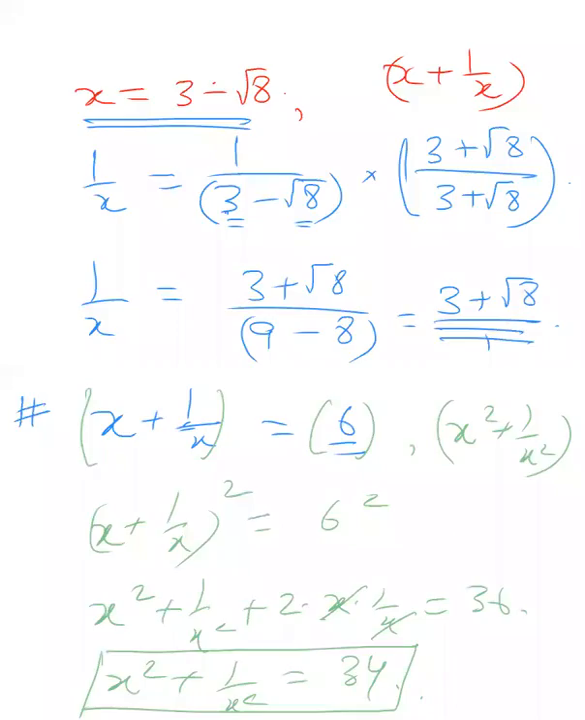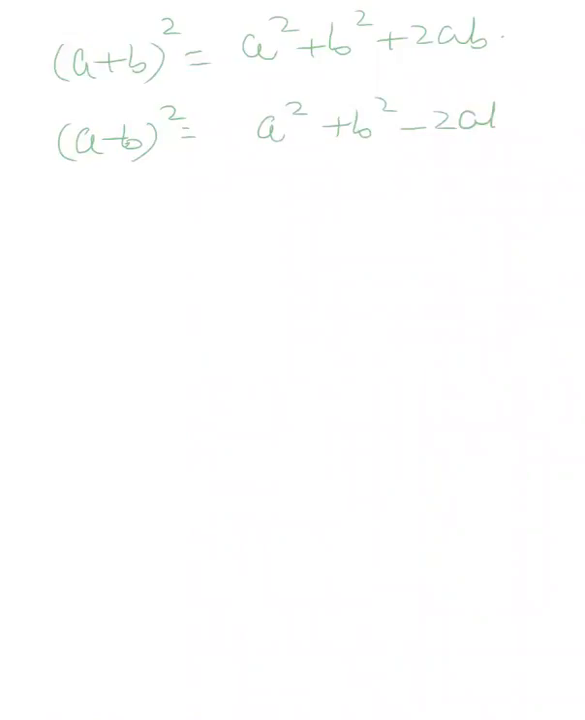We need to apply the formulas: (a plus b) the whole square is a square plus b square plus 2ab. (a minus b) the whole square is a square plus b square minus 2ab. (a plus b) into (a minus b) is a square minus b square, right?